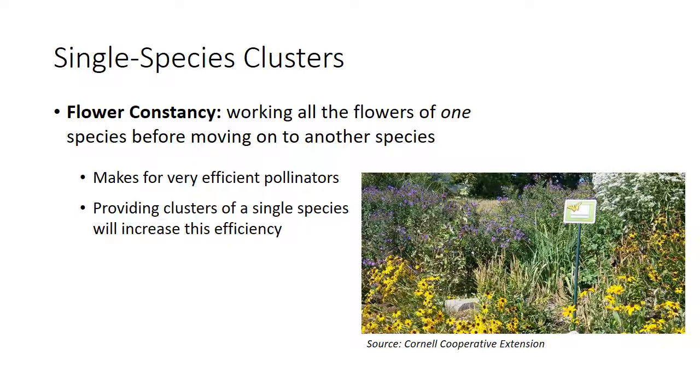Honeybees have what's known as flower constancy, which means that they will work all of the flowers of one species before moving on to the next. So they don't bounce around, and this makes them very efficient pollinators. So if you have one species of flowers, you don't want some daisies over there and some over here. You want to keep all of the same species in one cluster so that the bees can do their job particularly efficiently.